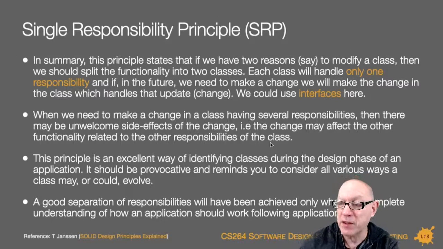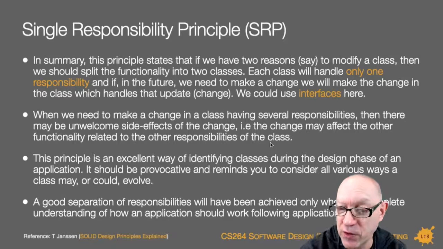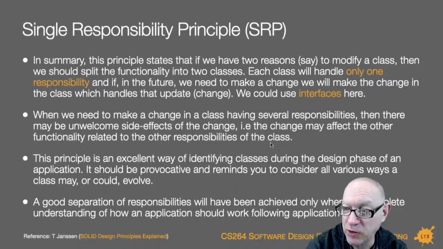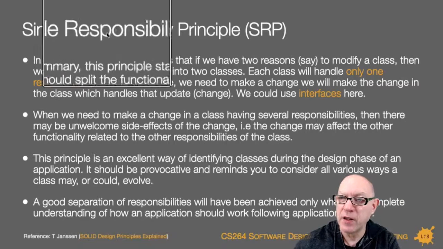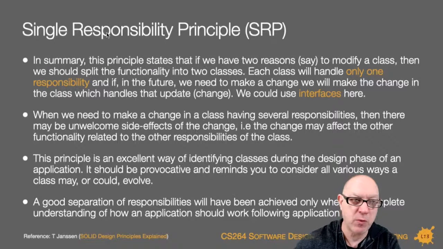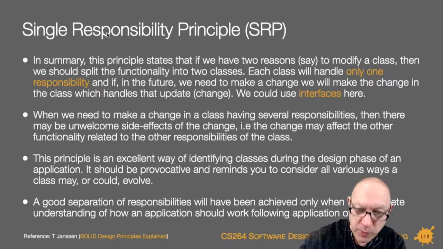So when we need to make a change in a class having several responsibilities, we may actually introduce unwelcome side effects as a result of the change. In other words, it can affect other functionality that was unrelated to what we were actually trying to work on, in other words, the other responsibilities of the class. And when we talk about responsibility, we mean, well, what does the class actually do? What's it responsible for doing for us?